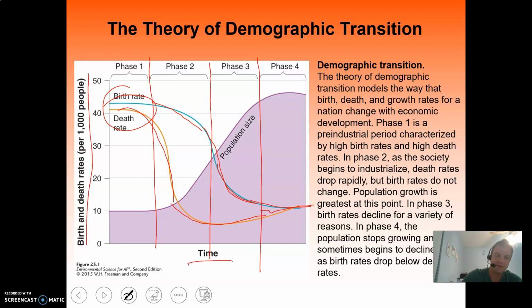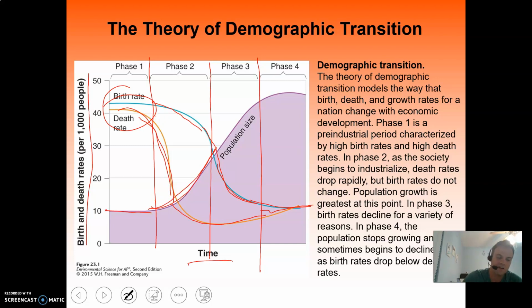So let's see what happens to the actual population. So your population is very low comparatively in phase 1. The reason that your population, which is the purple line, is low is because a lot of people are dying. Even though you have a lot of people being born, you still have a lot of infant mortality, a lot of people dying. Well, when that death rate starts to drop in phase 2 and your birth rate's still really high, that's where you see the major increase.